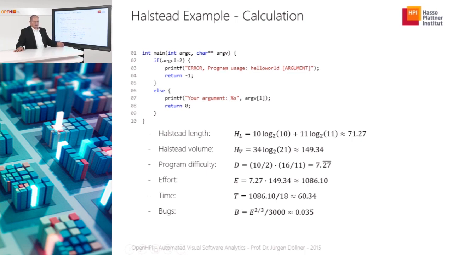And time to implement uses this time to effort factor. It's 60. And the estimated number of bugs, of course, it's a small program, so we don't have to expect many bugs here. These numbers, if used and measured for a whole software system, give good indications about the source code complexity and about some other interesting key performance measures and indicators behind, such as effort, time and bugs.